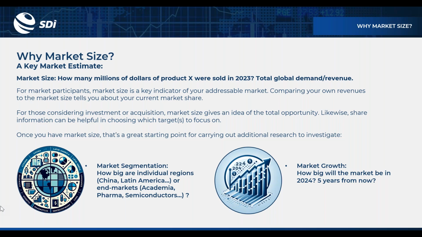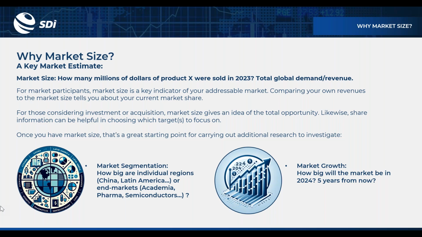And if you know your own revenues, that tells you your market share of the total market. And then if you follow market size over time, you can determine if you're gaining or losing share. If you don't make product X, but you're considering an acquisition or an investment, again, the market size gives you the scale of the opportunity. And once you have market size as your starting point, then you can ask other questions.